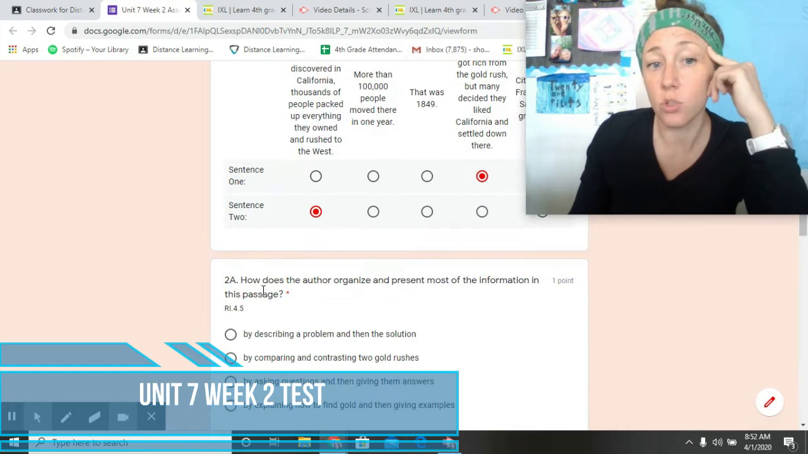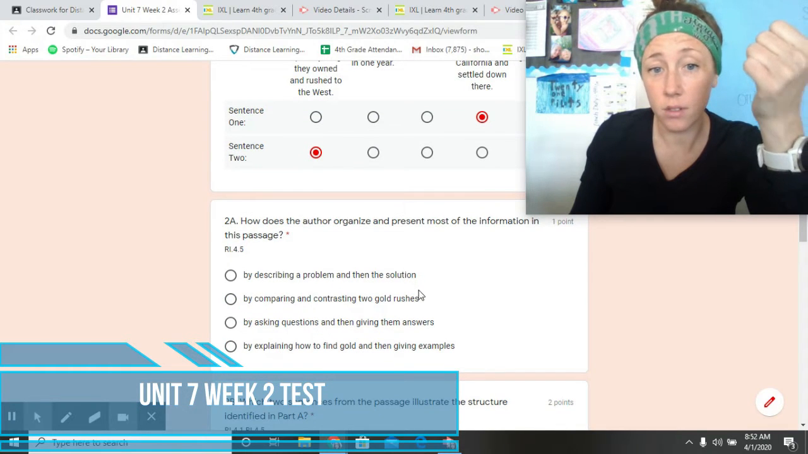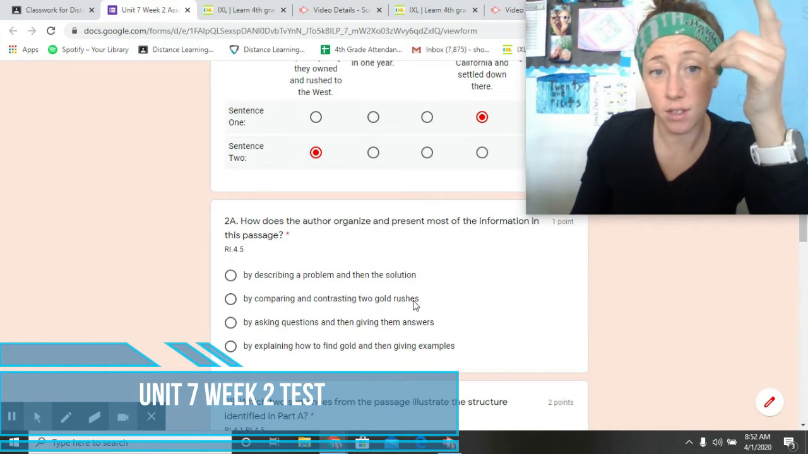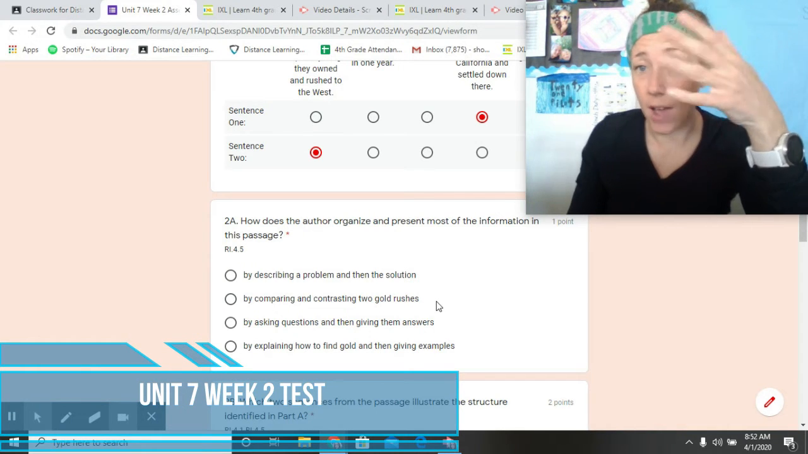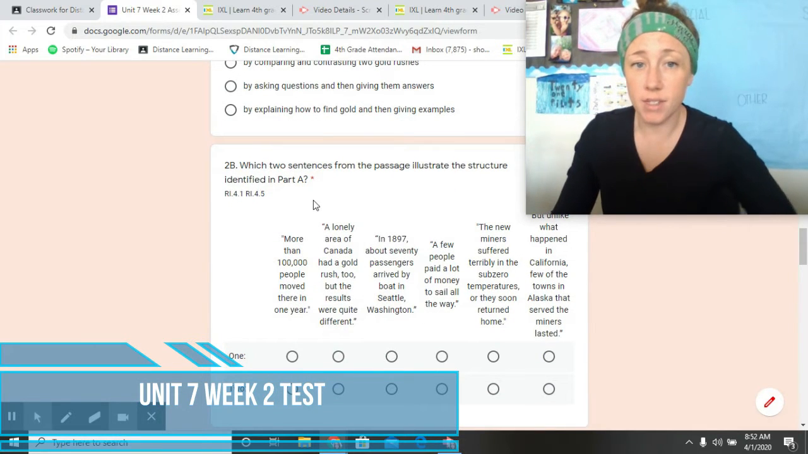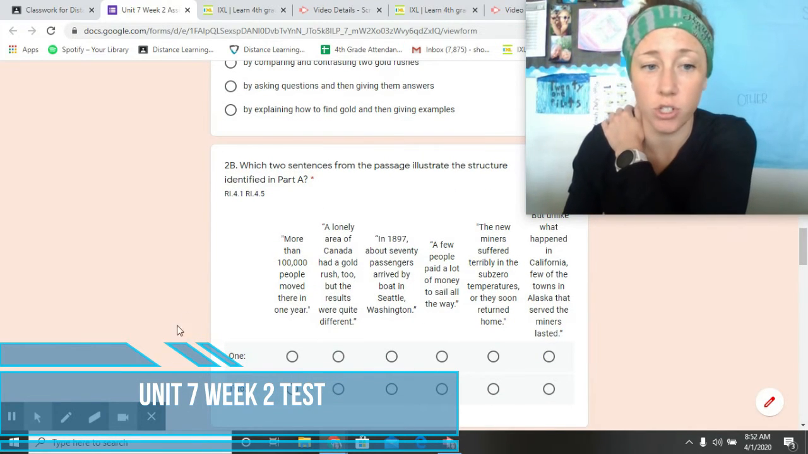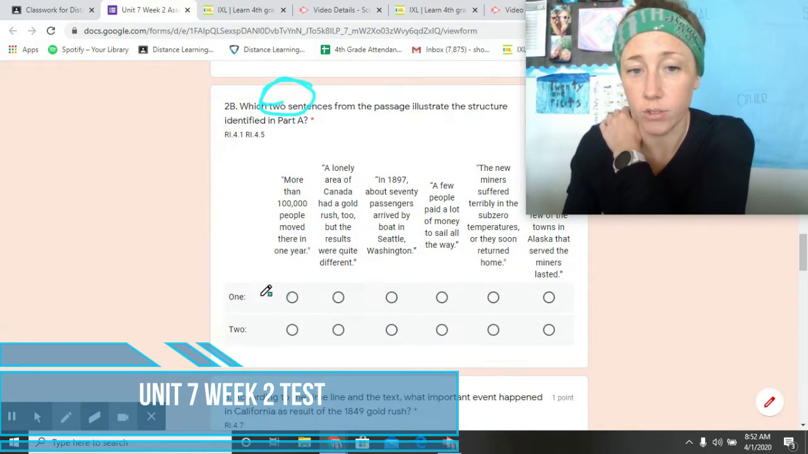Okay? 2A, how does the author organize and present most of the information in this passage? So problem and solution, comparing and contrasting, asking questions and then giving answers, or explaining how to find something and then giving examples. 2B, which 2 sentences again from the passage illustrate the structure identified in part A, so 2. So I have to pick one for sentence 2.